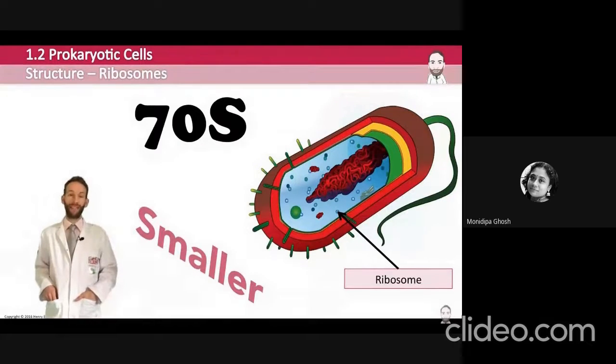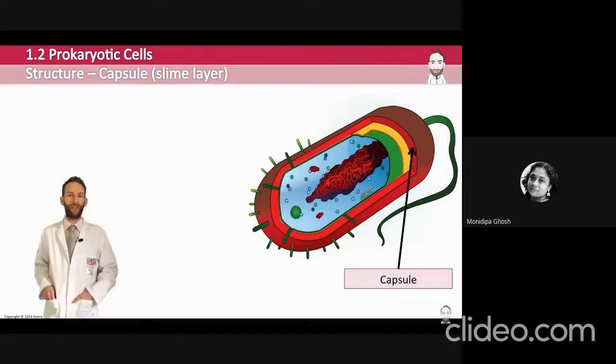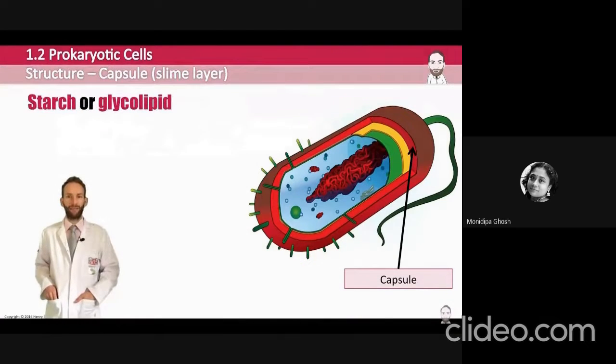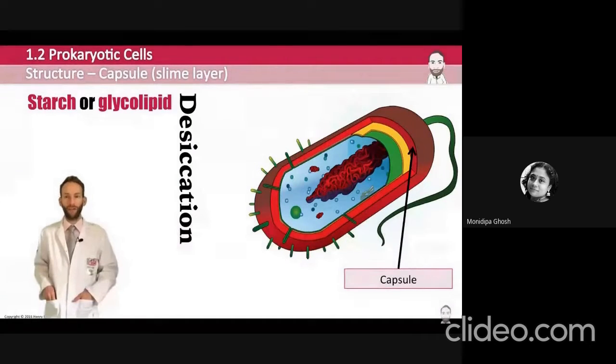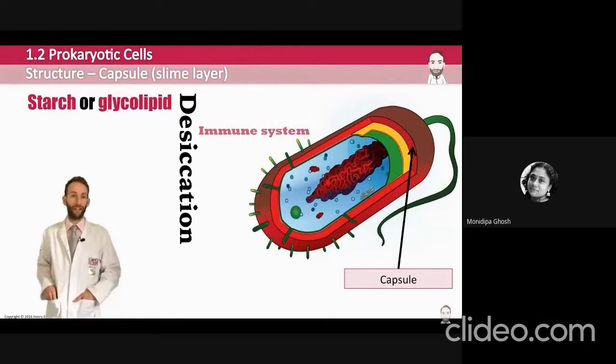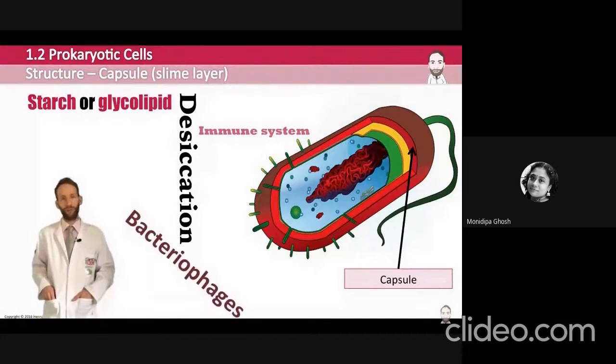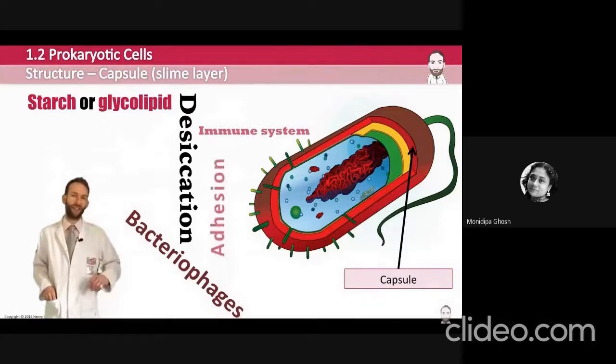Now some prokaryotic cells also have this extra layer around the outside called a capsule or a slime layer. It's made from various different molecules such as starch or glycolipid, and it protects the bacteria from drying out, which is called desiccation, which is very useful in certain environments for certain bacteria. It can also help the bacteria avoid being discovered by the immune system, and it prevents infection by various viruses like the bacteriophage, which we're going to be looking at a bit later on in this presentation. It can also help them adhere to certain surfaces. So a capsule can be very, very helpful to the survival of certain prokaryotic cells.